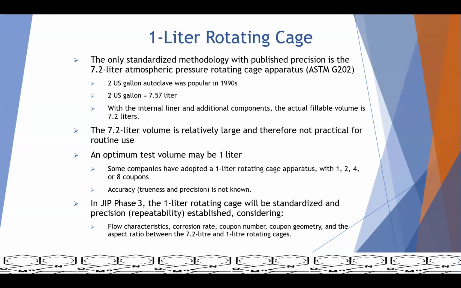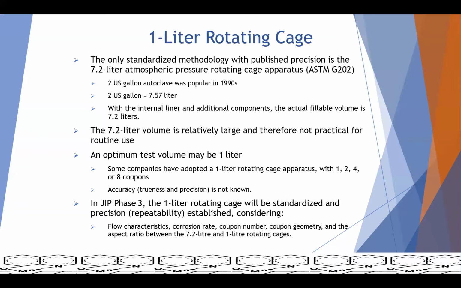So what we are going to do with the 1 liter rotating cage in the JIP, again, a little bit of history. At this stage, ASTM G202 talks about the 7.2 liter atmospheric pressure rotating cage apparatus. Only for that apparatus, we have the precision statement. What is the magic number of 7.2 liter?